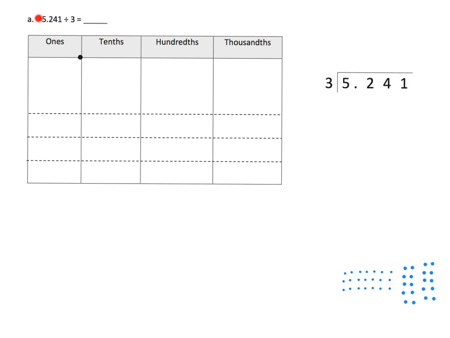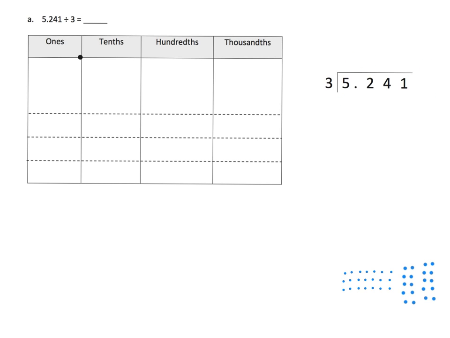So we have this problem, 5 and 241 thousandths divided by 3. And we're going to be using this place value chart to show how to divide, but we're also going to be bouncing back and forth with the standard algorithm to show how this place value thing leads into a deep understanding of the standard algorithm.